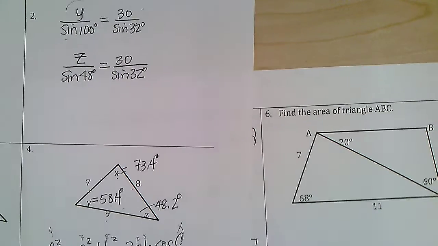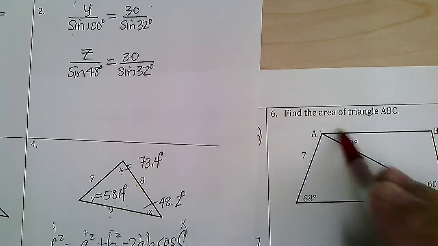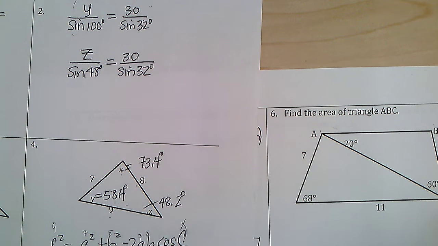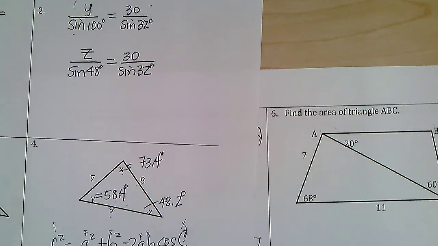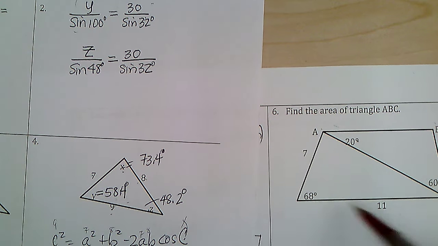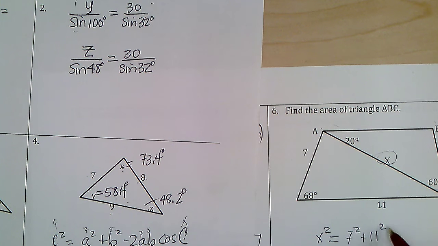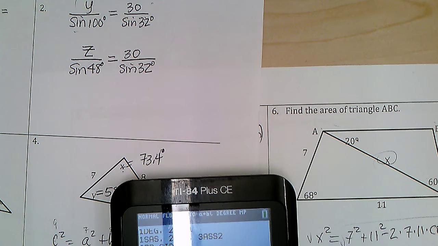Six, find the area of triangle ABC. Ooh, C is gone. Well, it's a triangle, so it can't be, let's see. So C, let's put C there. I think that's what I meant to do, and I think it just got chopped off. Okay. Well, I only have 2 angles in that, so I can't do it unless I get some sides. But I have side, angle, side, so I should be able to figure out this side using the law of cosines. And so if I called that x, x squared equals 7 squared plus 11 squared minus 2 times 7 times 11 times the cosine of 68 degrees. Take the square root, and I'll know this side.